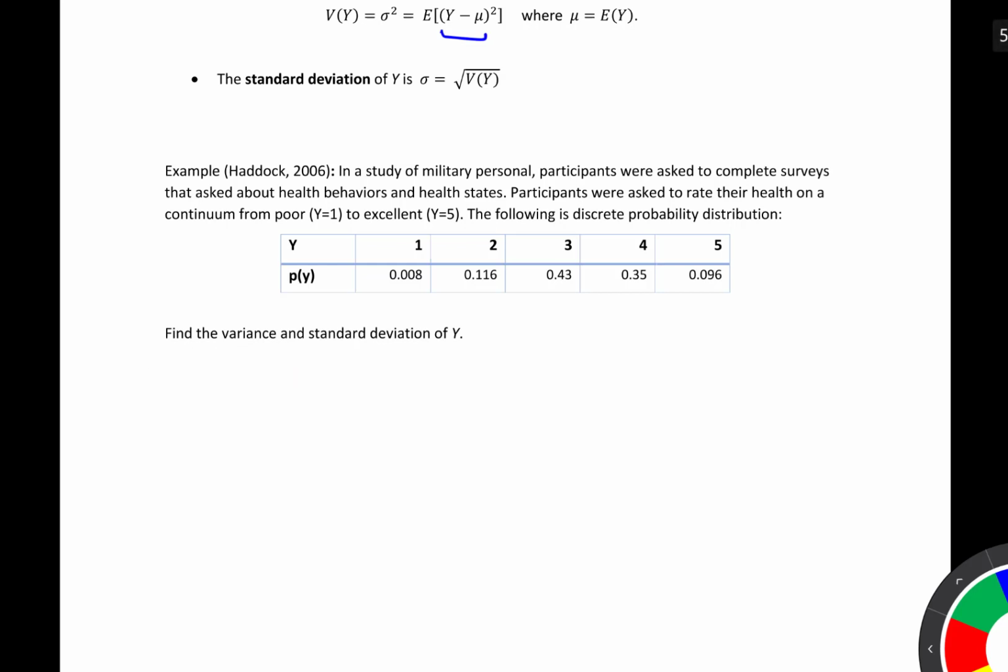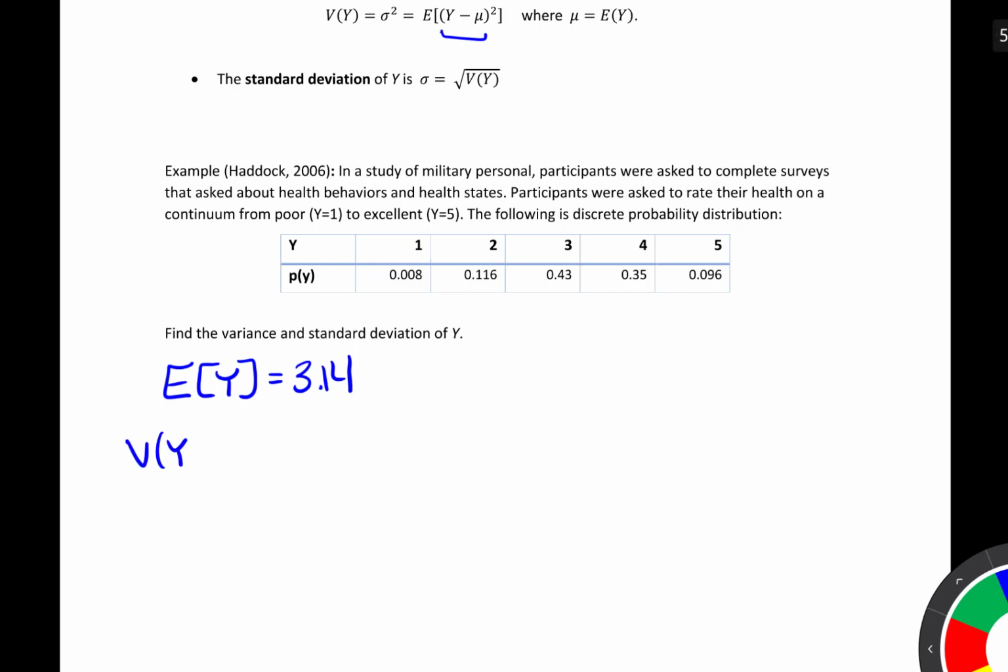Now on the previous page, we just saw that the expected value, I'm not using x's, we're using y's, we just saw that the expected value of y was equal to 3.14. So we're going to use the exact same process that we used to calculate the expected value, but now we're going to do the variance.